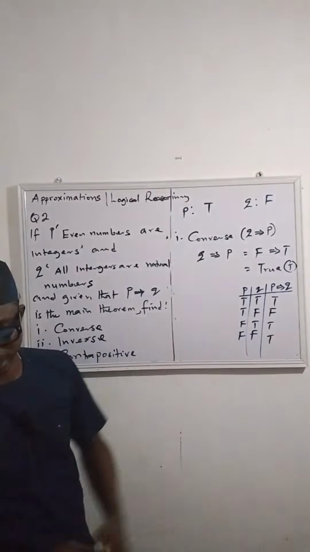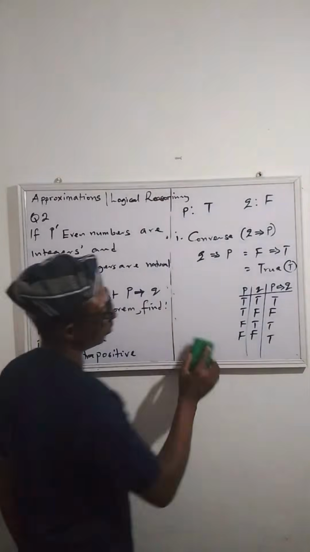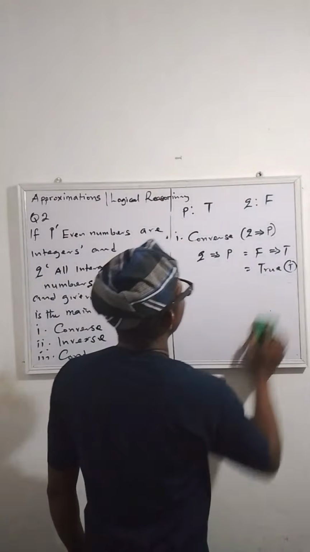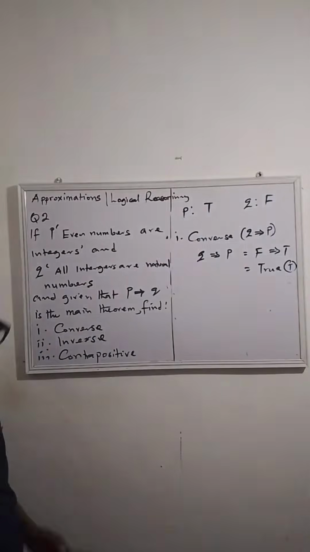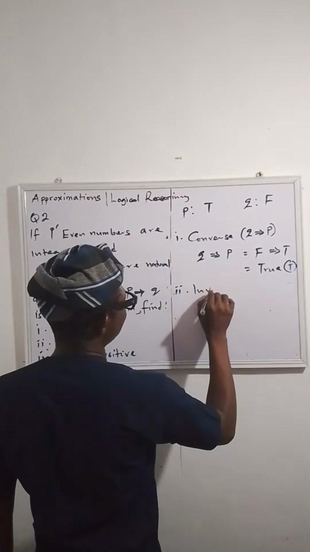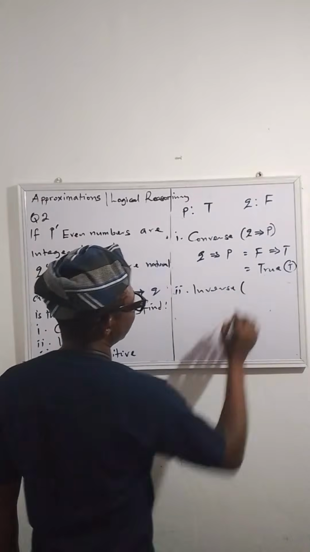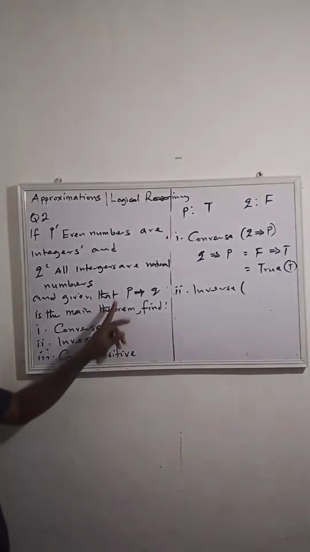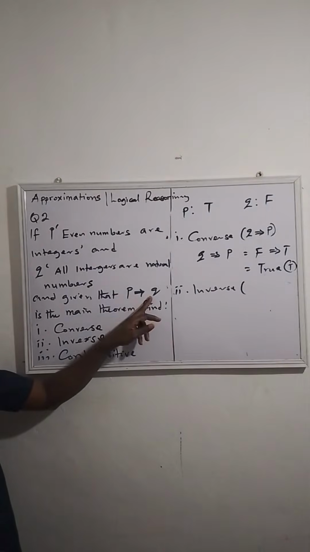Do you understand that now? So you must master this table very well. Alright, so now let's look at the next one. The second one, we have inverse. What's inverse? Inverse is negation of P implies negation of Q.